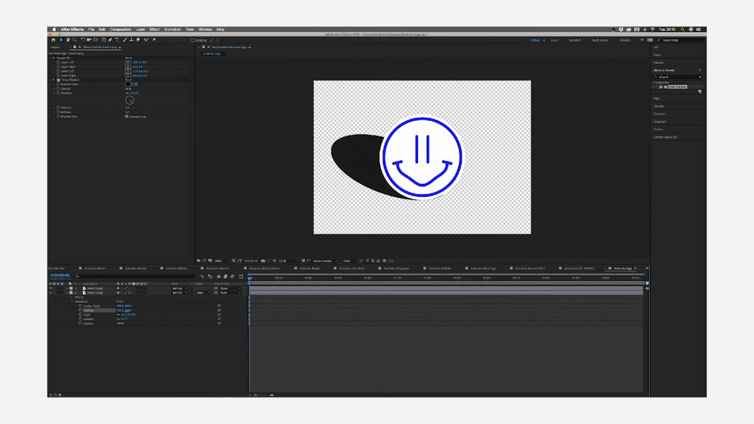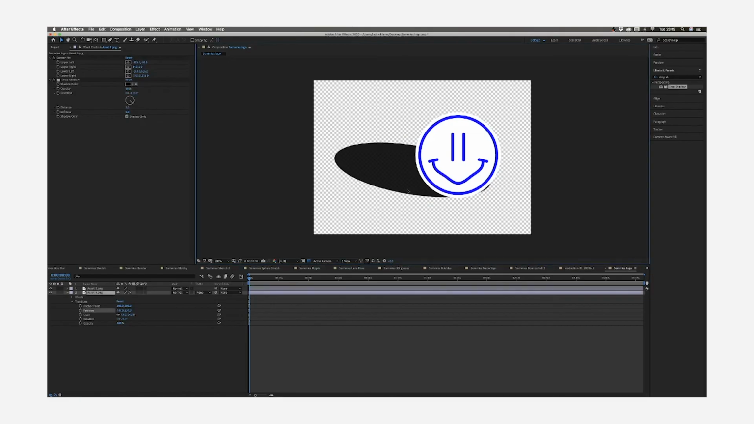and you can change the opacity of the shadow, fiddle about a bit more until you're happy, and there's your shadow.